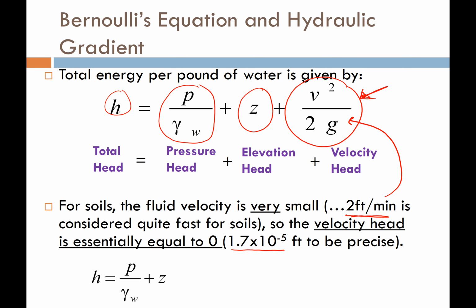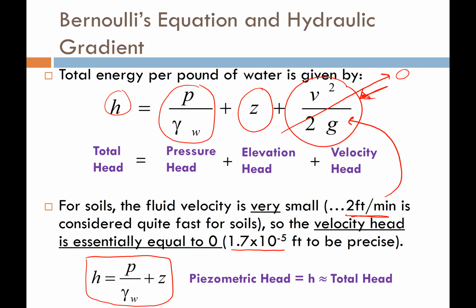So if that's the case, then for geotechnical applications, we can make this whole term just go to zero and ignore it. And then we can simplify Bernoulli's equation down to this little equation down here, where we're going to call H now the piezometric head, like a piezometer, which is a tube that you're going to stick in the ground and just see how high the water rises inside of it. It's not the same thing as total head that we talked about up above because we are neglecting the velocity head, but they're approximately the same in soil.